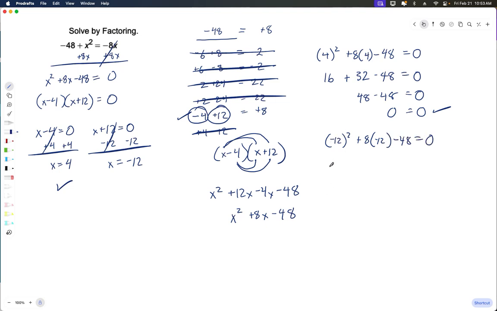Negative 12 times negative 12 is a positive 144. And positive 8 times negative 12, that's a negative 96 minus 48 is equal to 0. Negative 96 plus negative 48, that's 144 minus 144 equals 0. 0 equals 0. That's correct. So that one is correct. So x is equal to a positive 4 or a negative 12.